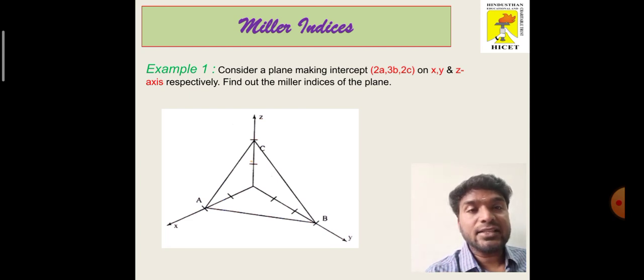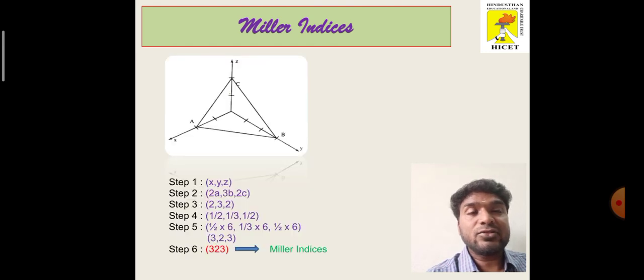In the x-axis, it will be intercepting at 2a. In the y-axis, it will be intercepting along 3b. In the z-axis, it will be intercepting along 2c. Now we have to find out the Miller indices. We know the steps to be followed. In the next slide, I will show the steps.